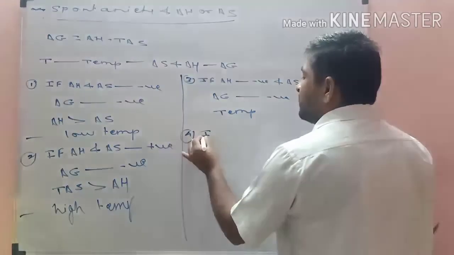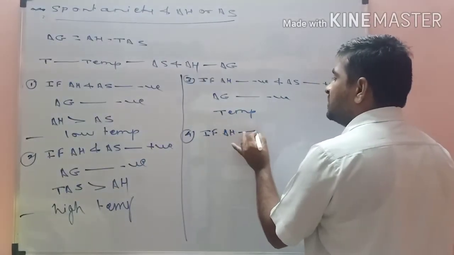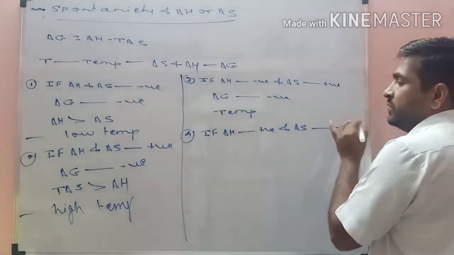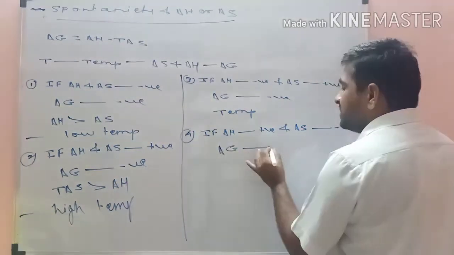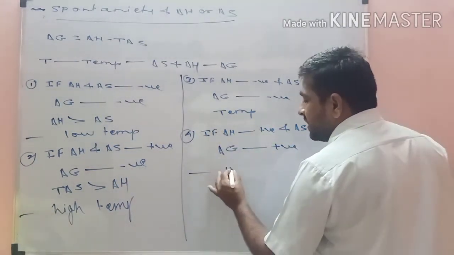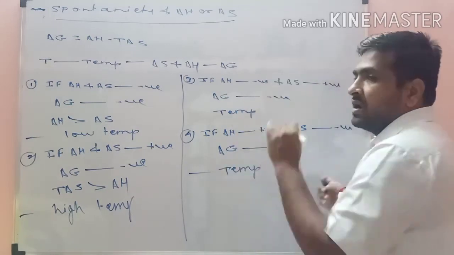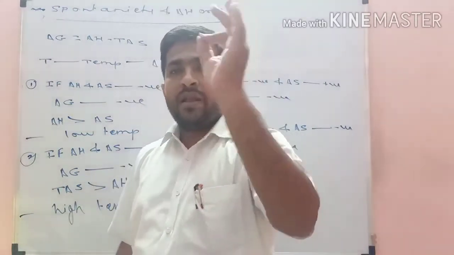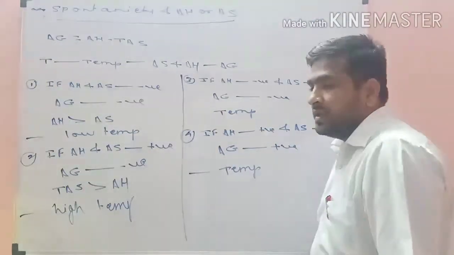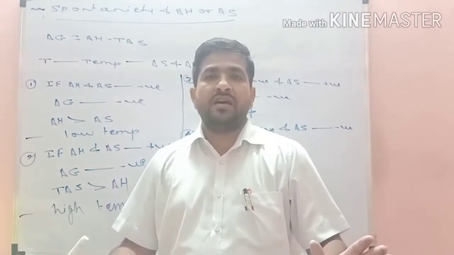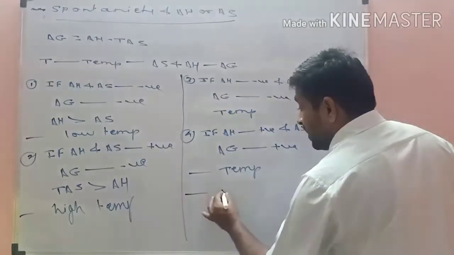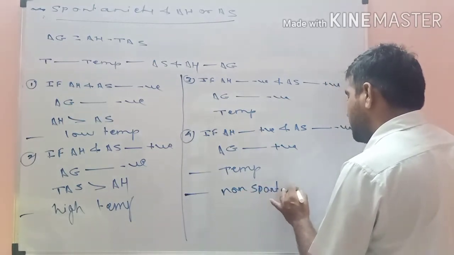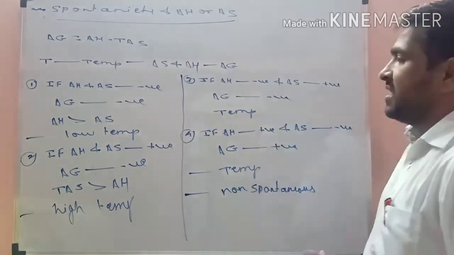Fourth one is if delta H is positive and delta S is negative, the value of the delta G is positive regardless of any temperature. यहाँ पे भी कोई भी टेम्परेचर रहा तो भी द वैल्यू ऑफ द डेल्टा जी पॉजिटिव में रहता है. द प्रोसेस कैसी रहेंगी, वो नॉन स्पॉन्टेनियस रहेंगी. कैसी रहेंगी, नॉन स्पॉन्टेनियस.